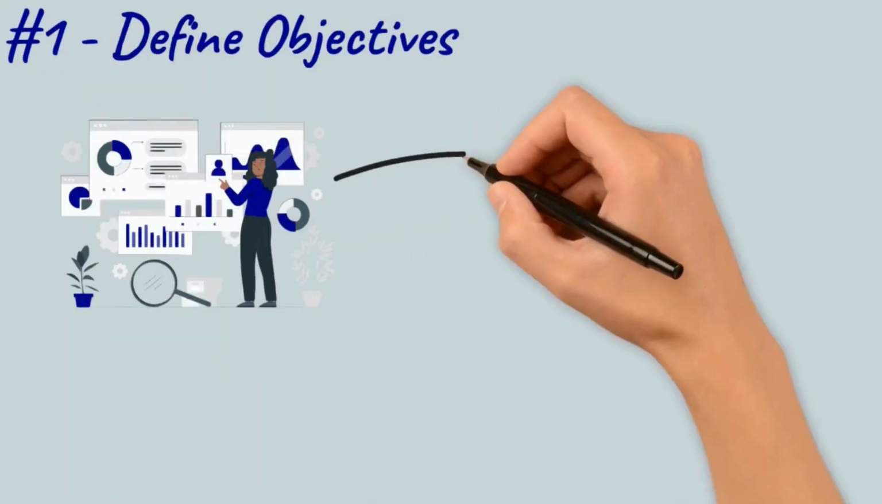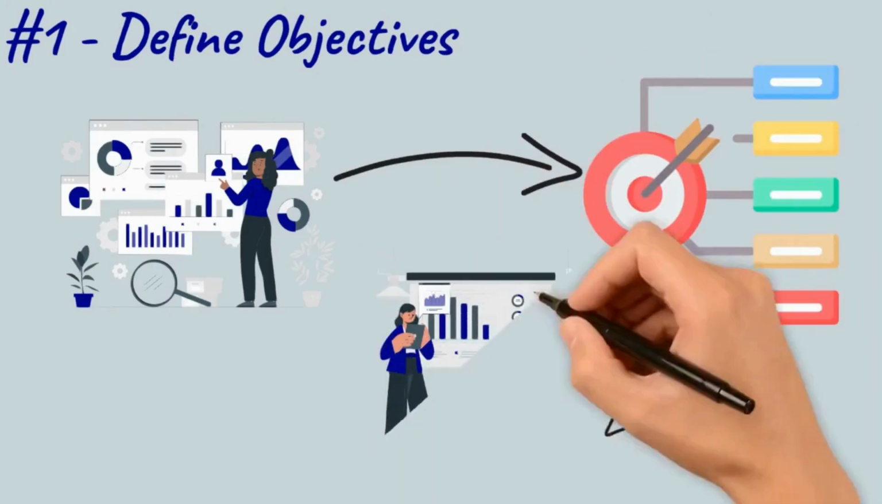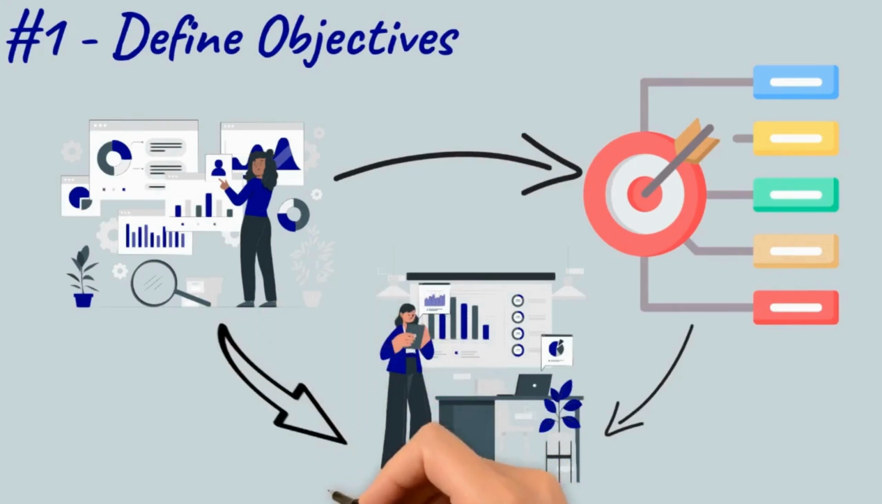Number 1. Define objectives. By analyzing data and receiving feedback from users, you should clearly define the objectives and questions you hope to answer. Your product goals should be aligned with specific metrics, key performance indicators, or areas of interest.